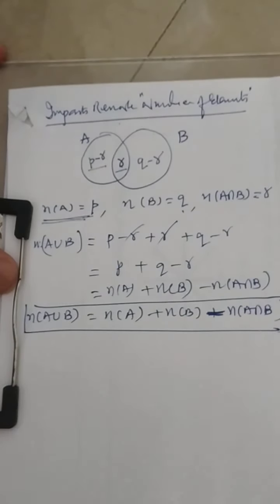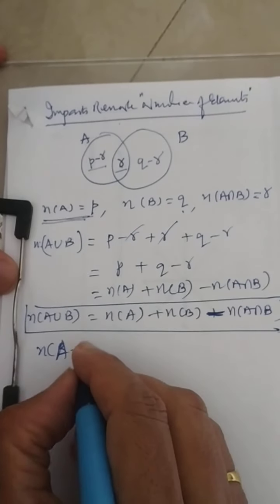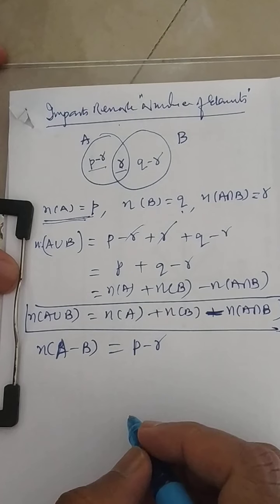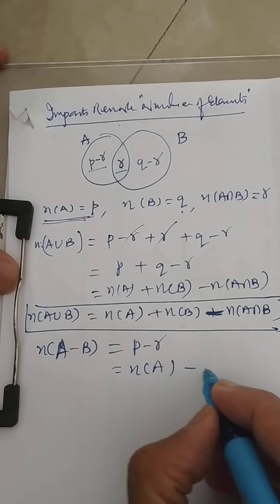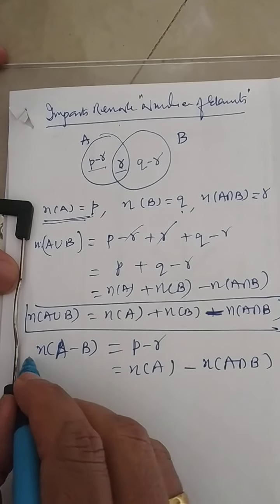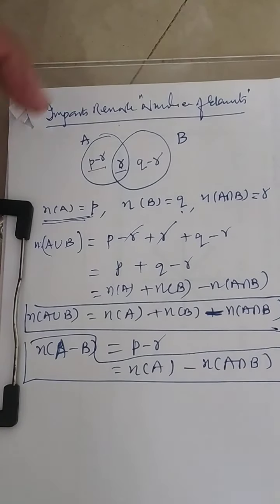Now if you look at this one, what is n of A minus B? Suppose I am asking you. Looking at this figure, you will say P minus R. What does P mean? P is nothing but n of A. And what does R mean? n of A intersection B. So you can get such remarks by looking at this figure.